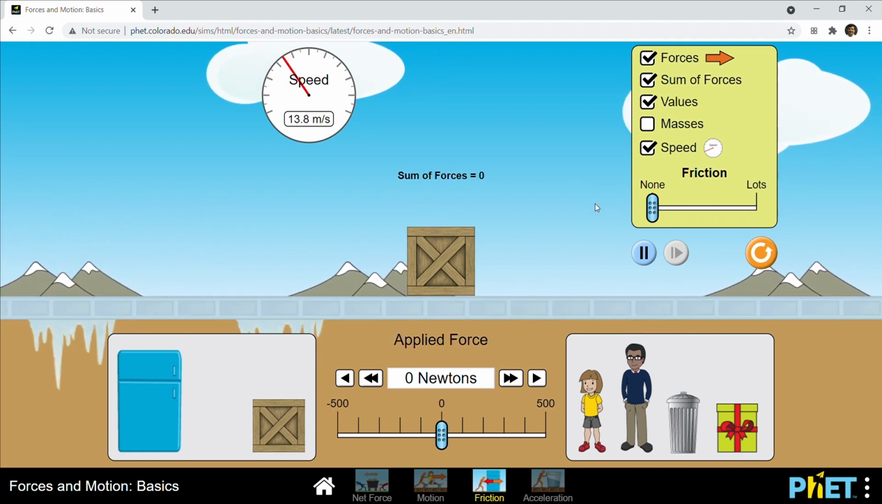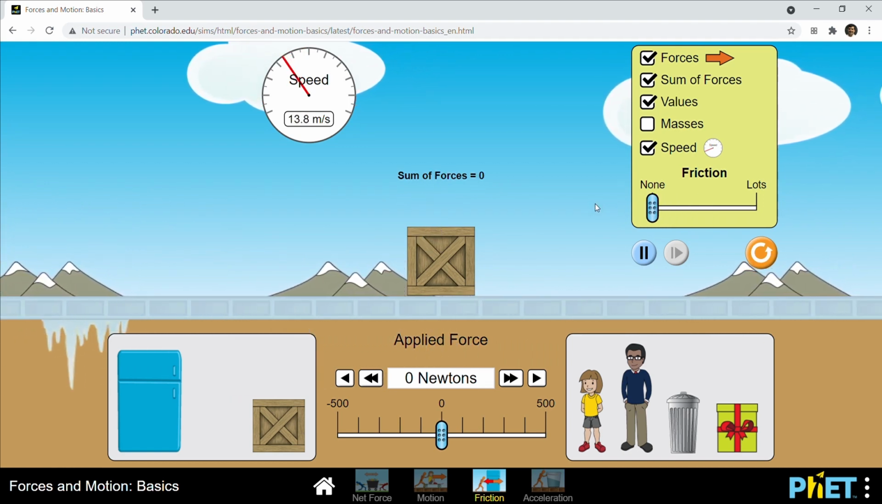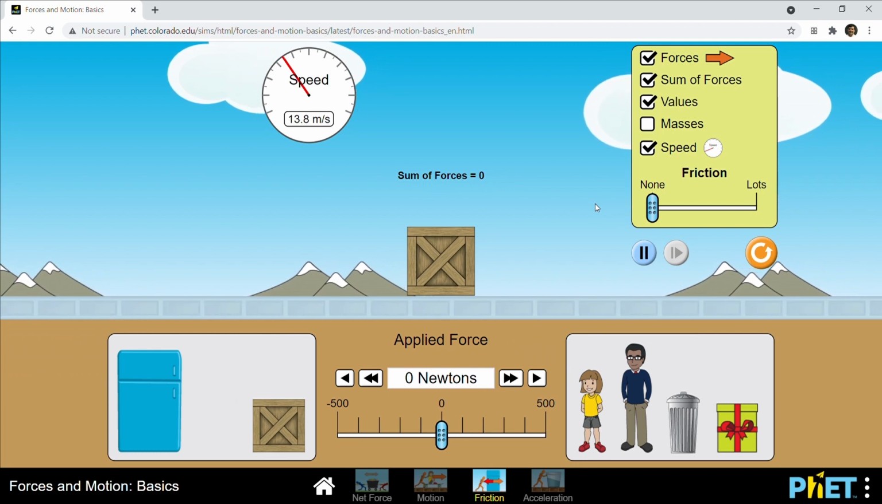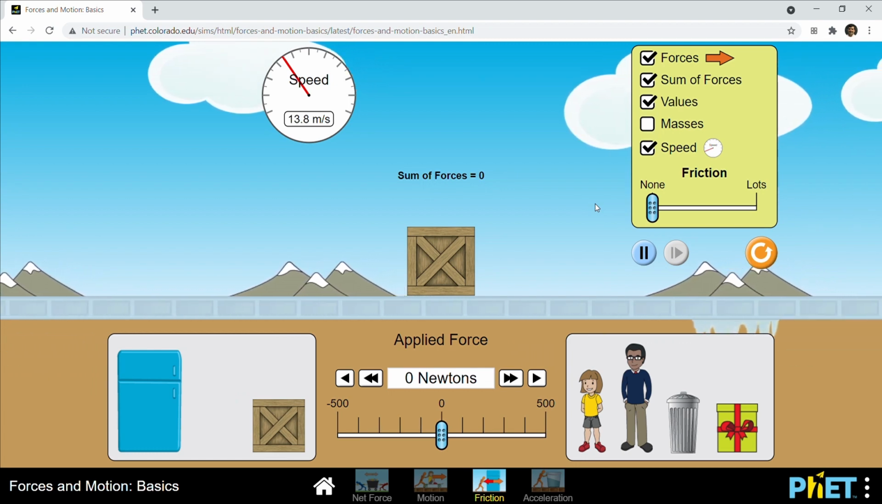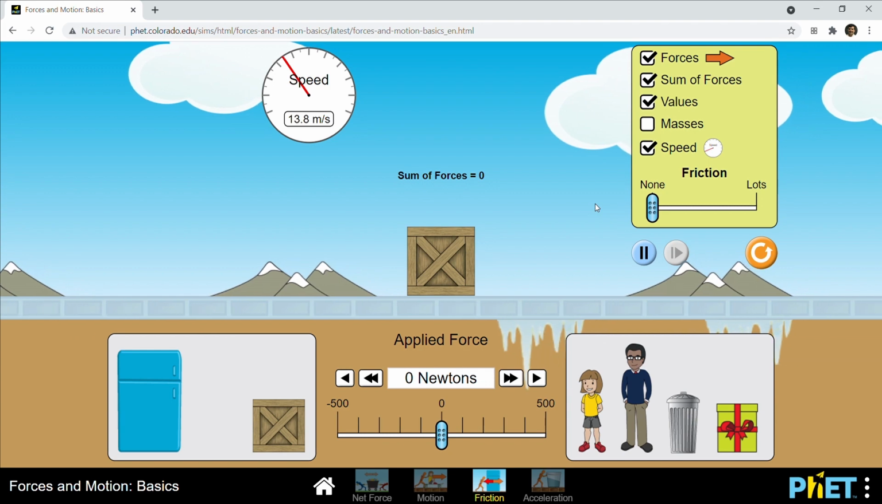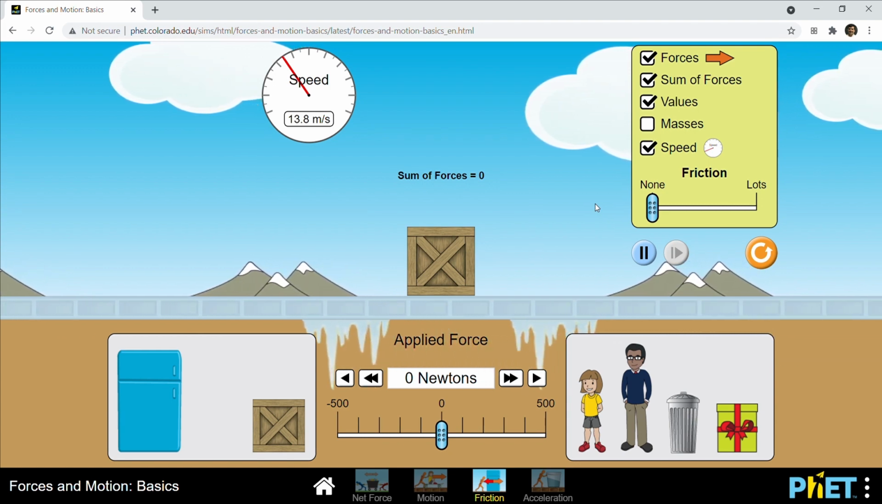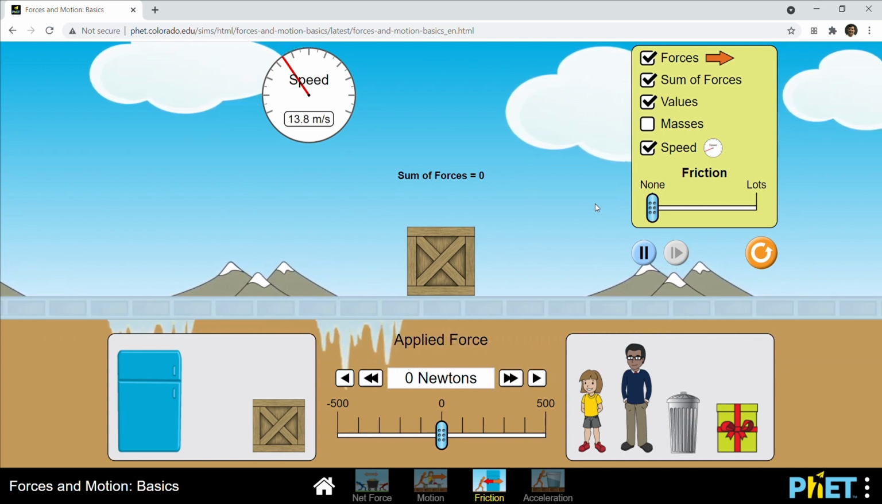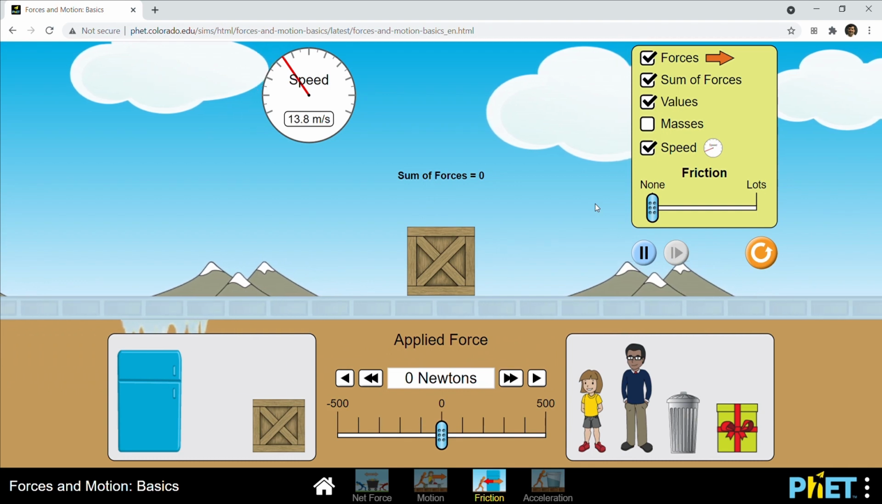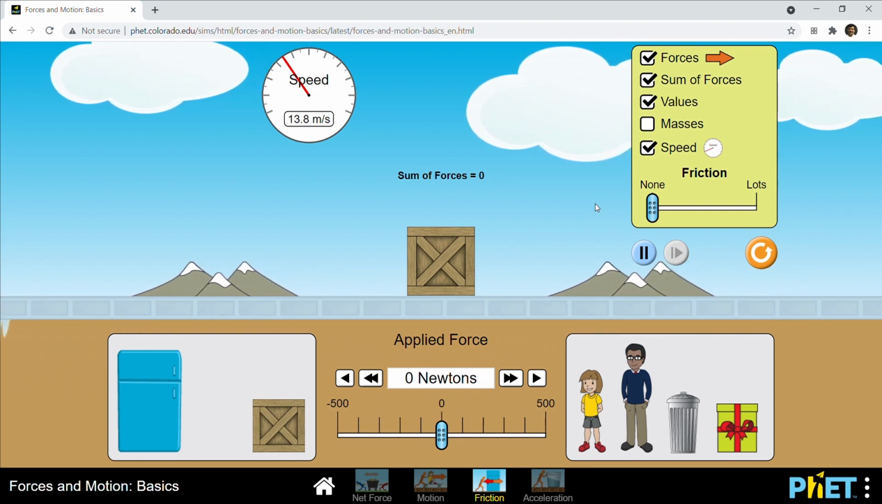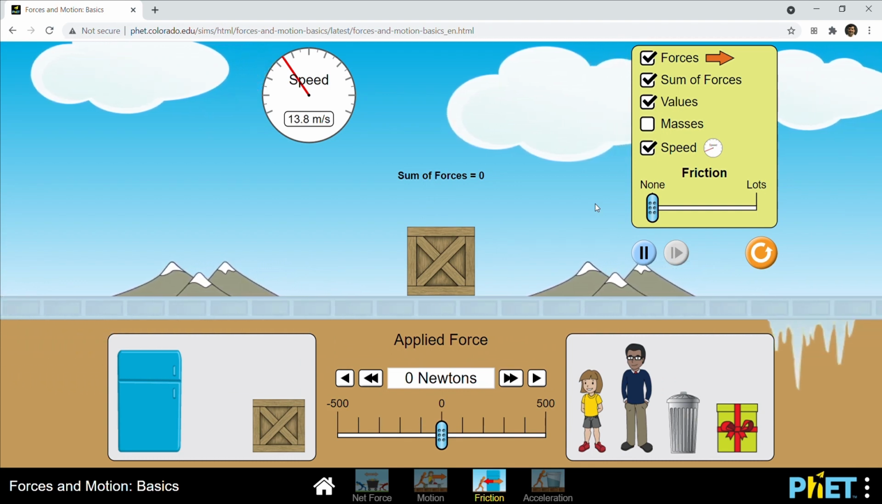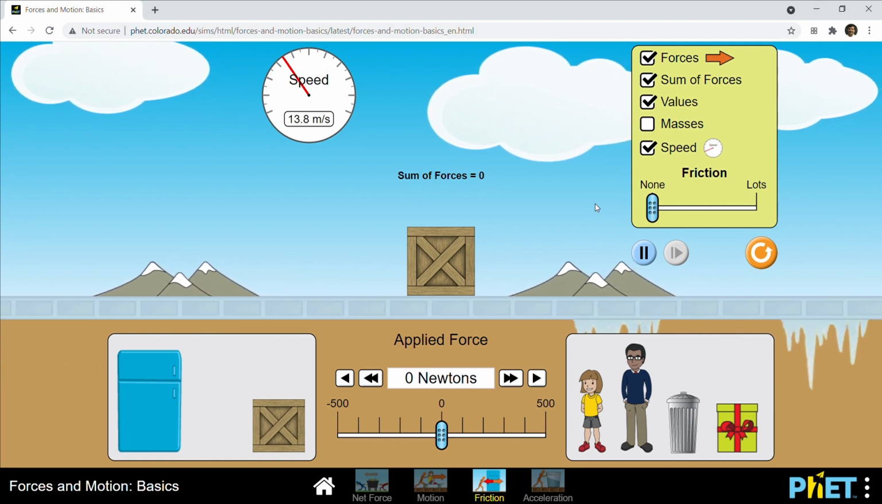So I'm applying 0 force, but I'm also going to get rid of the friction. So now I've gotten rid of friction. There's no friction force, and there's no applied force. So now there are no forces on the box. The box is back in equilibrium. The box is back in dynamic equilibrium, and keep your eye on the speed. You'll notice that it is still moving at constant speed.